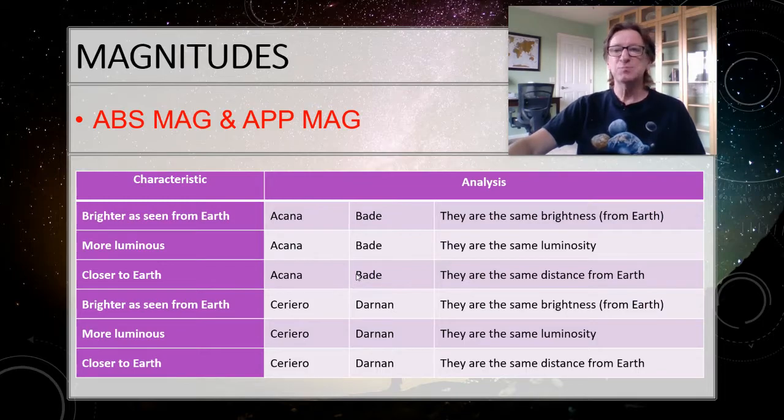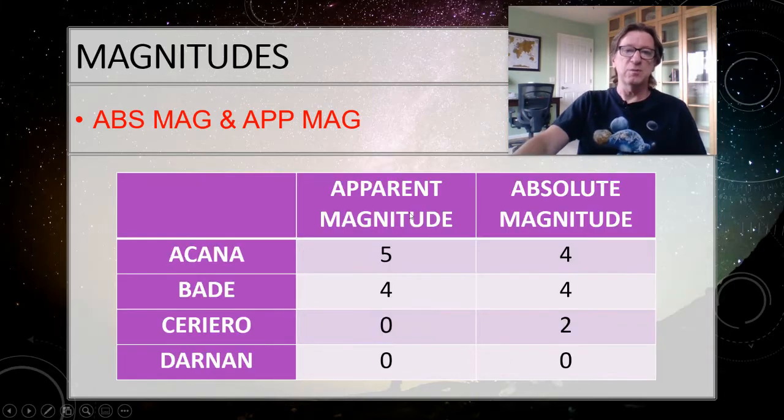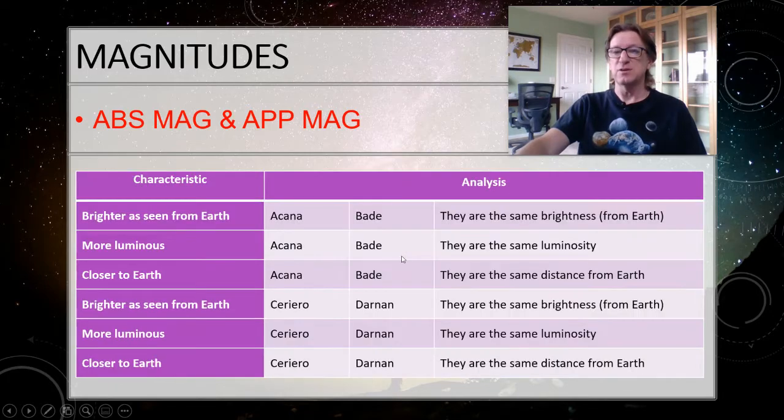So which one is brightest as seen from Earth? Star A, star B, or the same brightness from Earth? Is that the apparent magnitude or is that the absolute magnitude? That's going to be the apparent magnitude. So look at the apparent magnitude, looking at star A and star B. Star A has an apparent magnitude of 5, star B has an apparent magnitude of 4. So which one won the race? Star B beat star A, so star B must be brighter than star A.